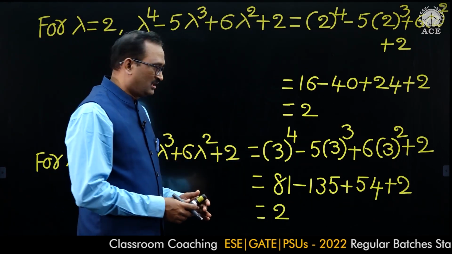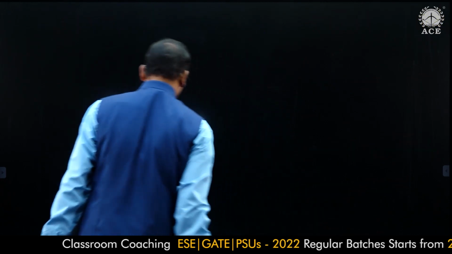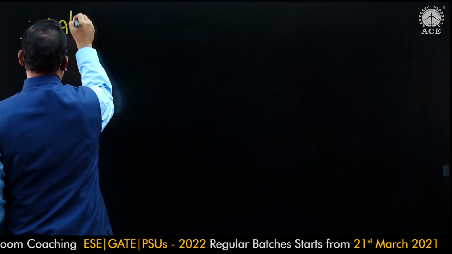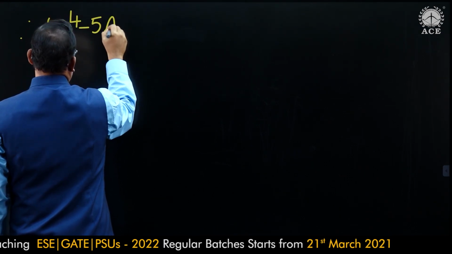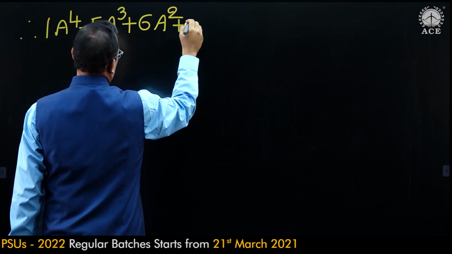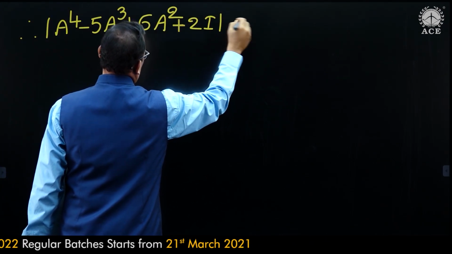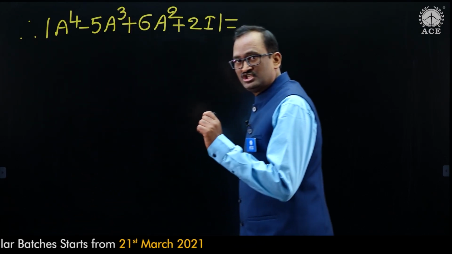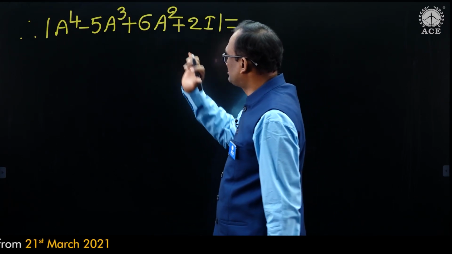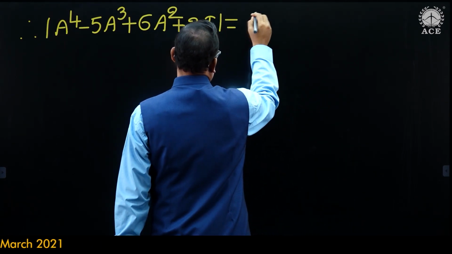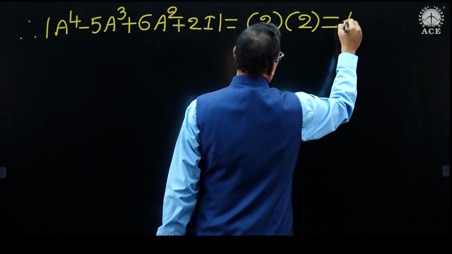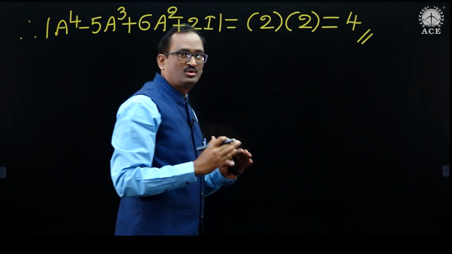Now we were asked to find the determinant of a to the power of 4 minus 5a cube plus 6a square minus 2i. Determinant of this particular matrix is equal to product of the eigenvalues of this matrix. What are the eigenvalues of this matrix? 2 and 2. So product of the eigenvalues is 4. We can do like this also.